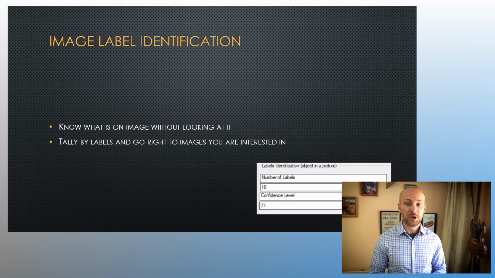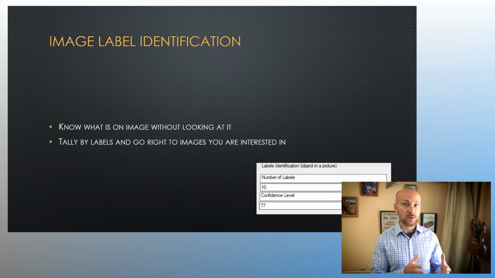Next, we have image label identification. Now, what this feature will do is it will look at images and it will tell you basically what's on them. It will identify labels of what it sees in the picture. So it will say person, car, road, building. And this way you know what's on the picture without having to look at it. You can specify how many labels you want and how confident you want the system to be that it had identified those labels. So this gives you an ability to know what's on the image without looking at it, and then maybe do some kind of tally and then know how many images with certain content are in your collection.